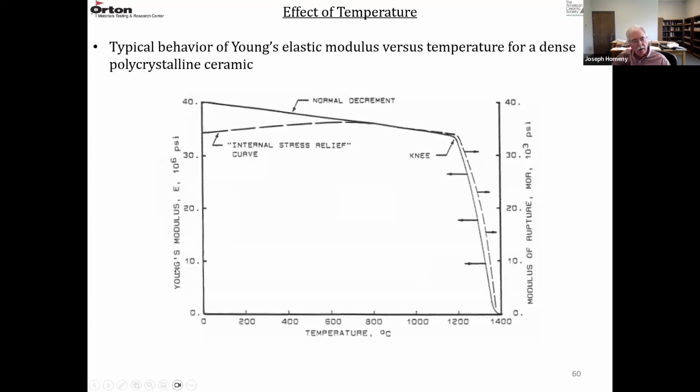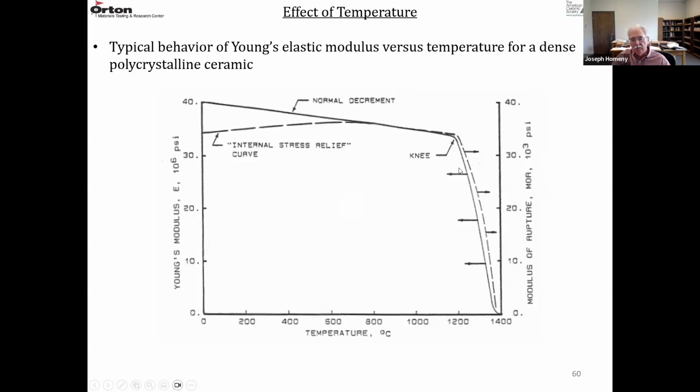So we can plot Young's modulus versus temperature, and MOR, which is modulus of rupture or bend bar strength, again versus temperature. So the solid line is the Young's modulus, and that's for a dense polycrystalline ceramic. We're going from 0 to about 40 million psi. So you see the strength, the modulus decrease 10 to 20% until you reach a point around 1,200 for this material. There's a knee in the curve and a rapid decrease in the Young's modulus.